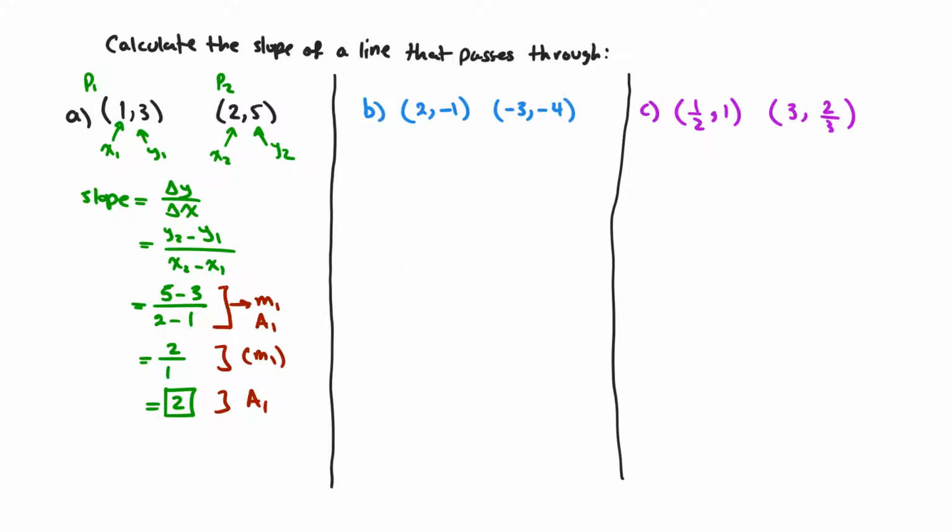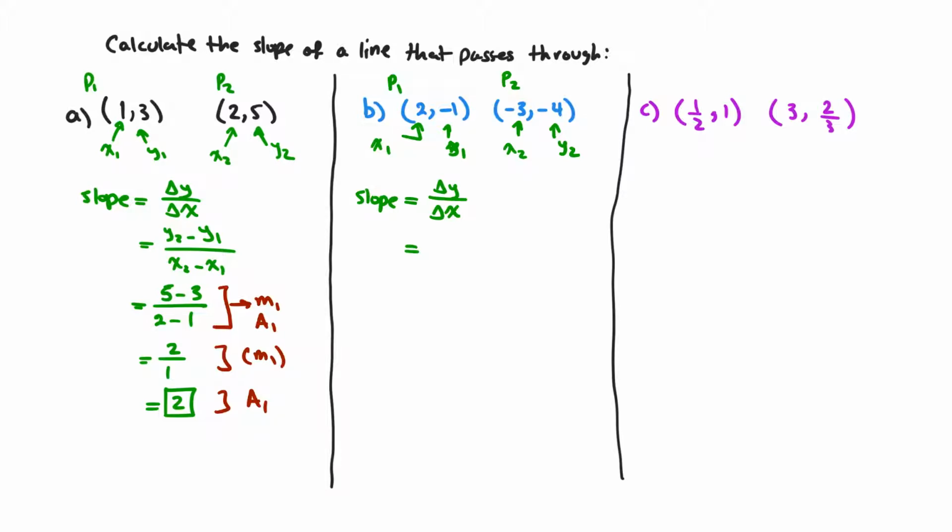For the second question, I'm going to do the exact same step. I'm going to label these as point 1 and point 2. It doesn't matter which one you label as point 1 and point 2. This will be x1, y1, and x2, y2. And my slope equation is delta y over delta x. I'm going to skip the step that actually expands the equation to y2 minus y1 over x2 minus x1, and I'm just going to start plugging in the values.